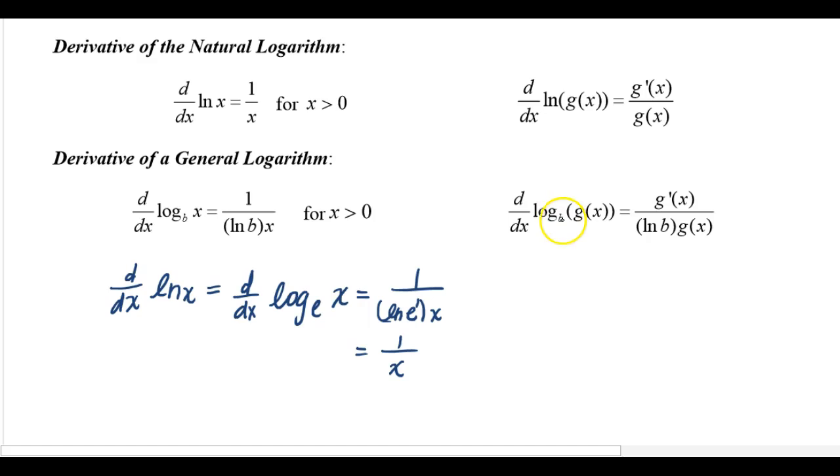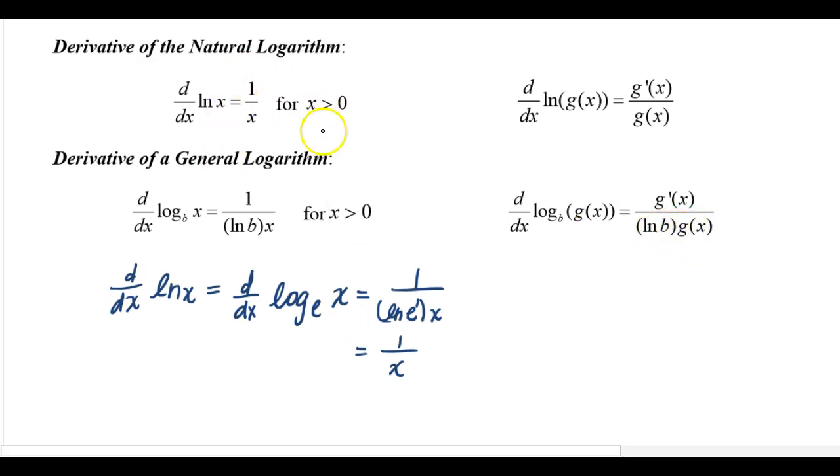And then once again, we're going to go ahead and extend using the chain rule. So if I have the derivative of log base b of g of x, so now the inside goes in the denominator, g of x goes on the bottom, g prime of x goes in the numerator, and because I have a base b, ln b goes in the denominator multiplied times g of x.